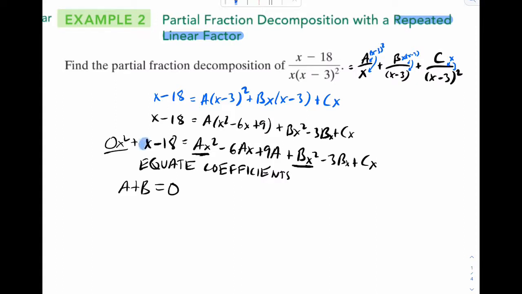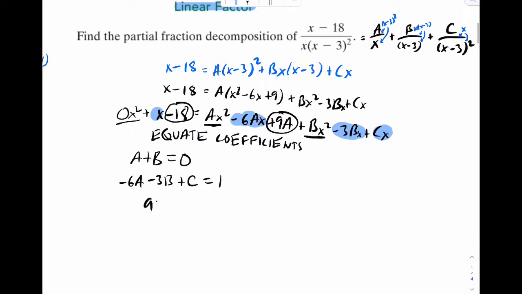Now I'll do the x's. I have an x term here, and an x term here, and the x term here. So quite a bit. So that's going to be negative 6A minus 3B plus C equals 1. And I'll circle the constants here. That's a really good one because now I have 9A equals negative 18.